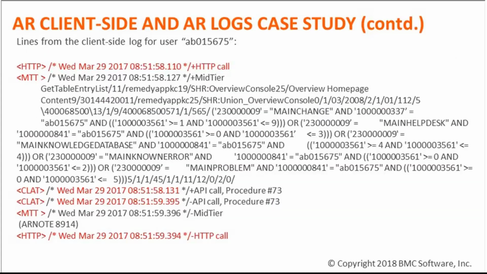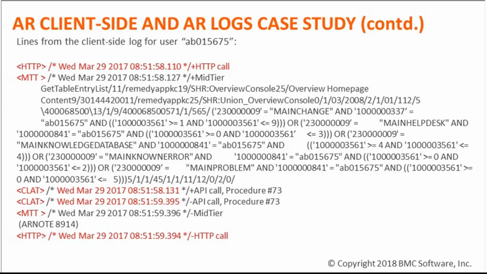If you look at the time spent, you can tell that the mid-tier received the call from the browser 0.017 seconds later, and the AR server is the one that, if you look at the CLAT call, the plus API, minus API, spent pretty much all the time. My math is telling me 1.264 seconds of the total time of 1.28 seconds was spent in the AR server. So right off the bat, we know that we need to focus on the AR server, because that's where 97 or 98% of the time was being spent.